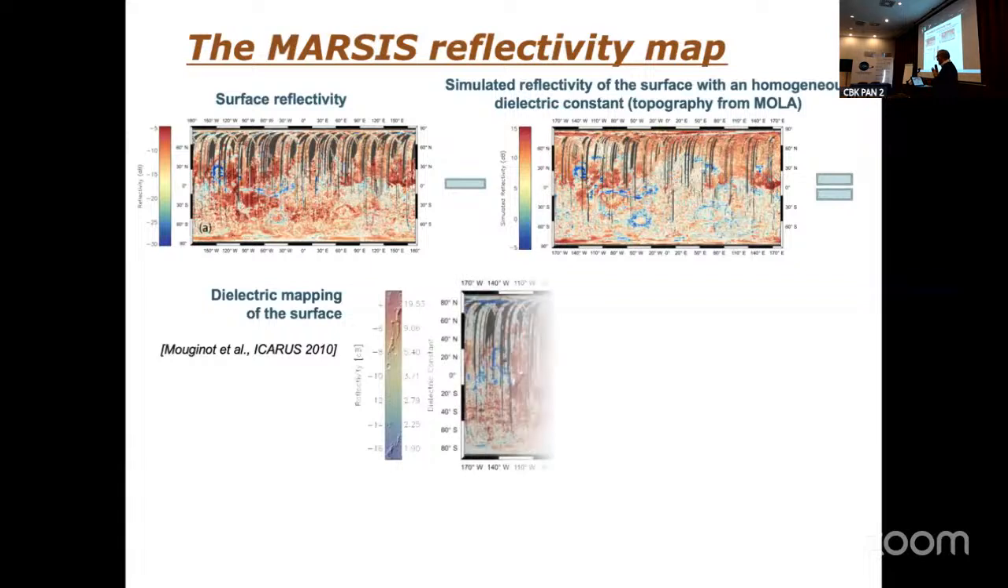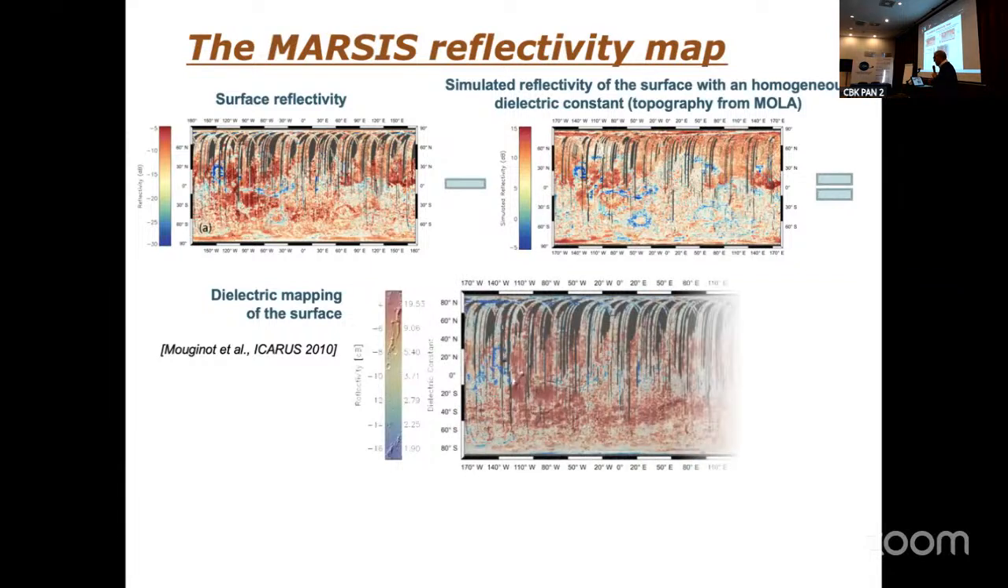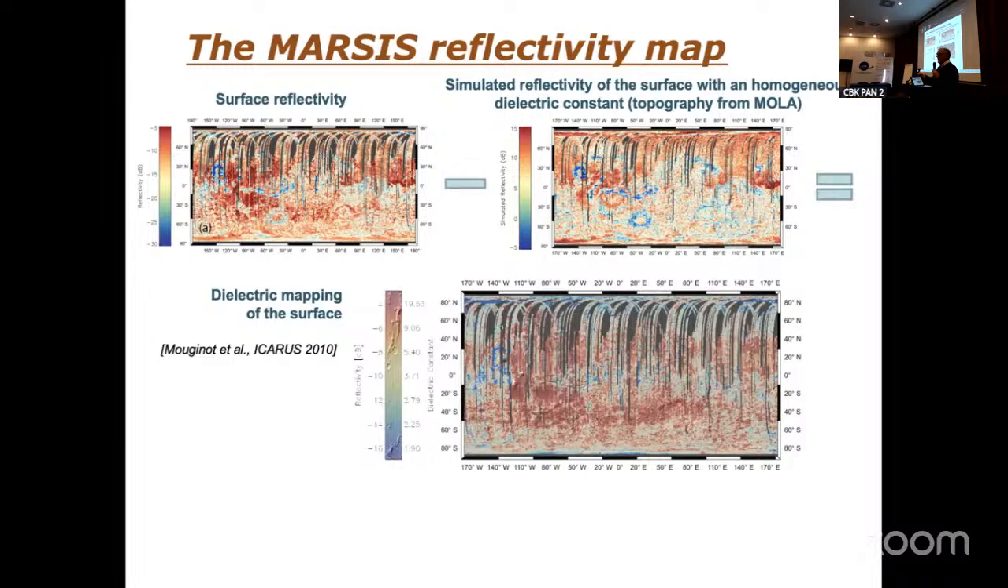Then another thing you can do is to determine the reflectivity of the surface. The reflectivity of the surface, if you can normalize things correctly, gives us the possibility to determine the dielectric properties of the whole surface of Mars. And this was done with MARSIS data.